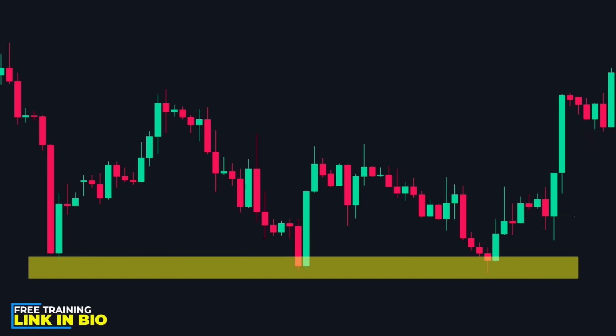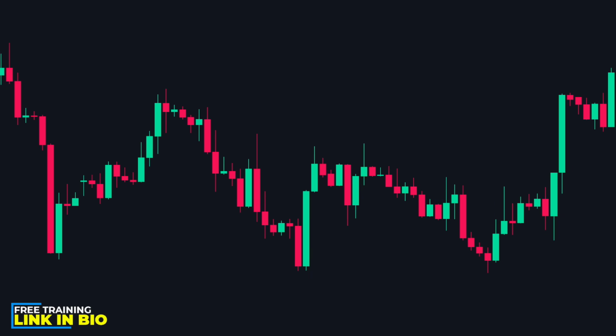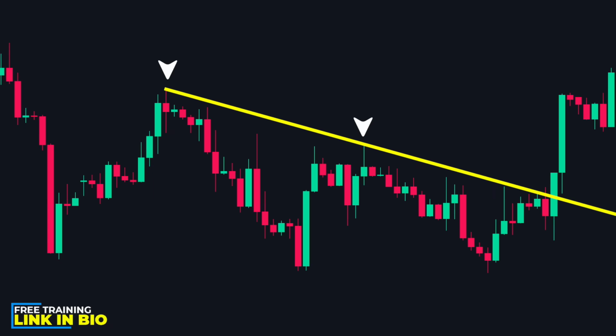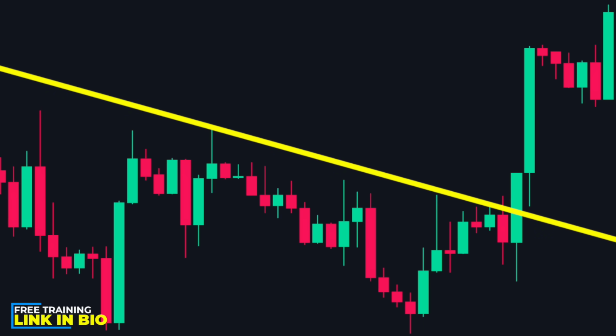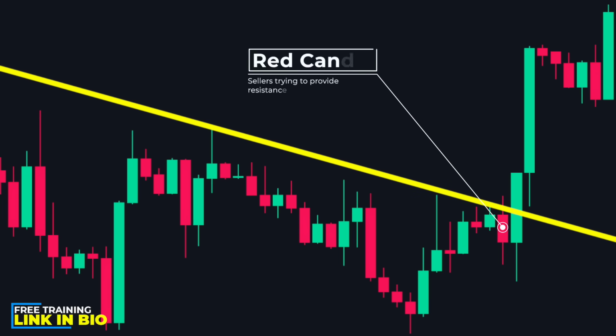Even if you missed the entry, the price also gave us a second entry. The price made these two tops, creating a solid trend line. When the price reaches near the trend line again, we wait to see if the price develops some pattern. This red candle indicates that the sellers were trying to provide resistance at the trend line.